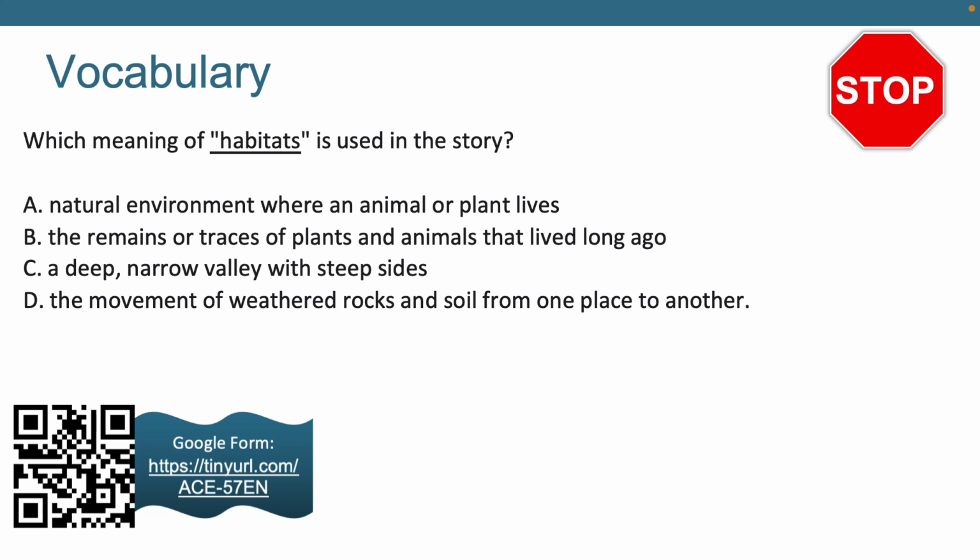Great job! Now for our next question. Which meaning of habitats is used in the story? A, natural environment where an animal or plant lives. B, the remains or traces of plants and animals that lived long ago. C, a deep narrow valley with steep sides. Or D, the movement of weathered rocks and soil from one place to another. Don't forget to submit your answer A, B, C, or D.